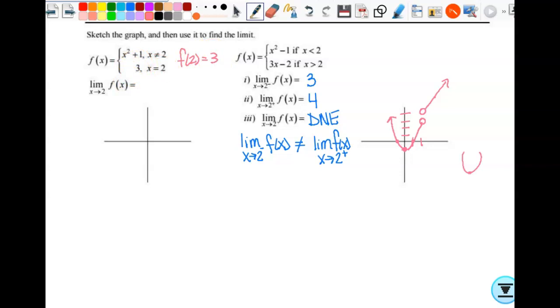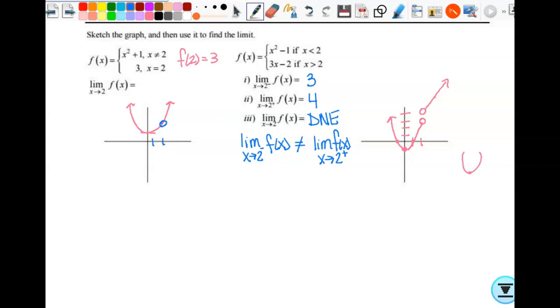This also is a parabola. But we're not going to have a point in the parabola. There's going to be a hole when x is 2. So if we were to plot that, it looks something like this, right? But then I'm going to have a hole when x is 2, somewhere right here.